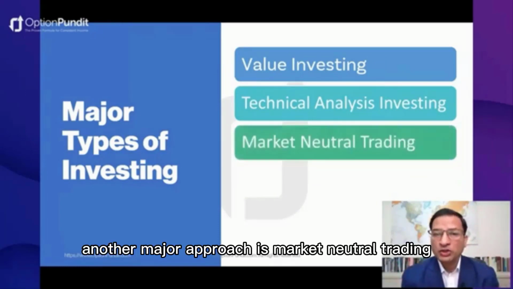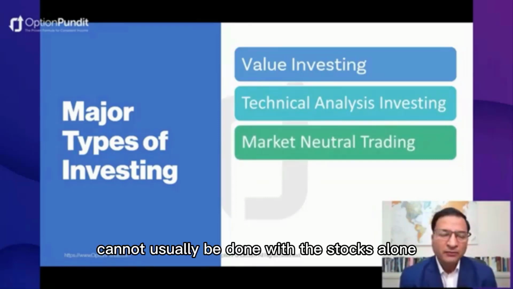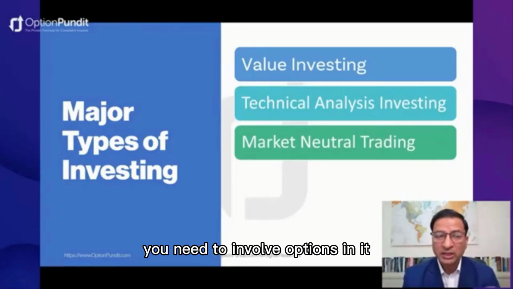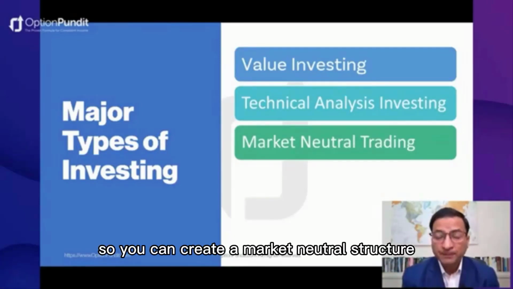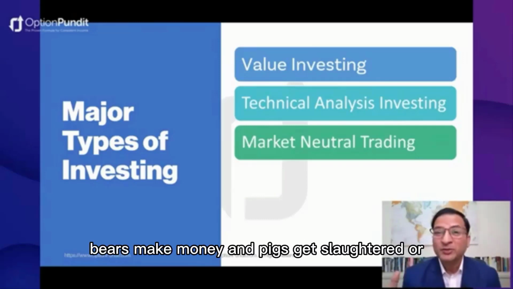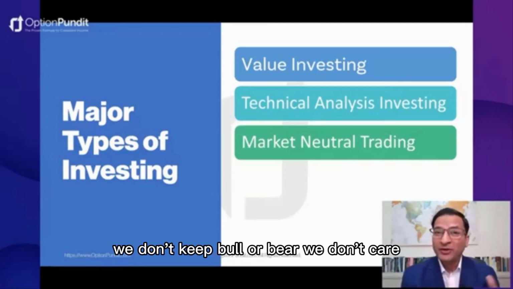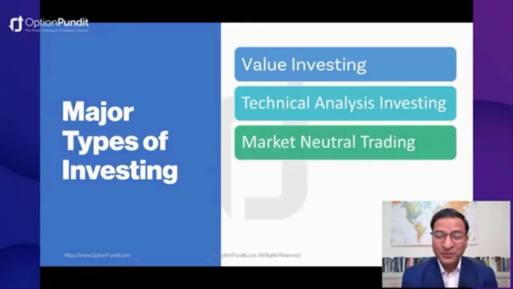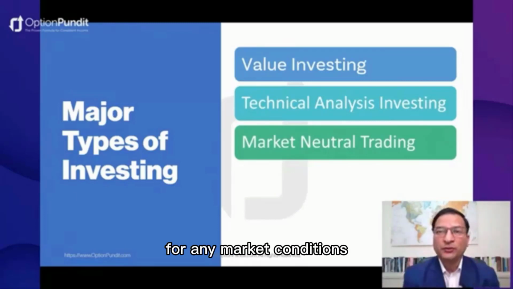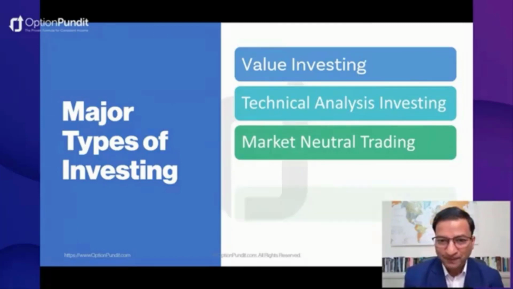Another major approach is market neutral trading. Now, market neutral trading cannot usually be done with the stocks alone. You need to involve derivatives, you need to involve options in it, so you can create a market neutral structure. Now, what do I mean by market neutral structure? It's saying like, bulls make money, bears make money, and pigs get slaughtered. Or put another way, like I used to call it, bull or bear, we don't care. So you look for approaches that you can use for any market conditions. It doesn't matter whether it is bullish or bearish.